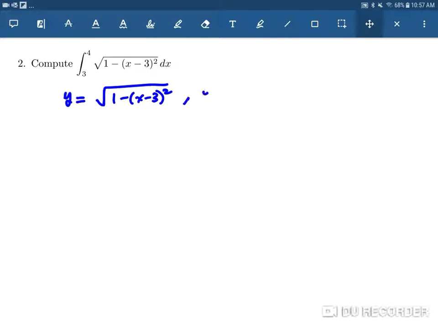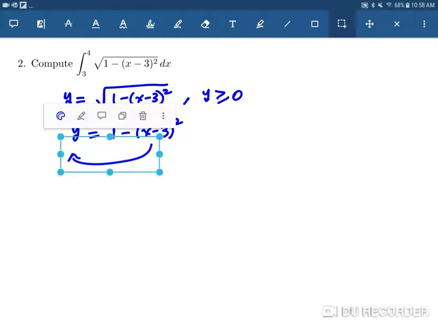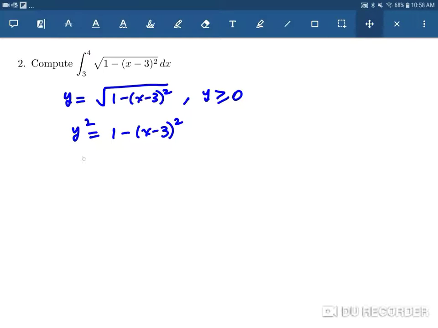But I'll remind myself that y has to be greater or equal to 0, because the square root of something is always positive, maybe 0. Okay? So I'll just write that to tell myself that y is positive. So y squared is 1 minus (x minus 3) quantity squared. And I'll move this over to this side to get (x minus 3) quantity squared plus y squared equals 1.